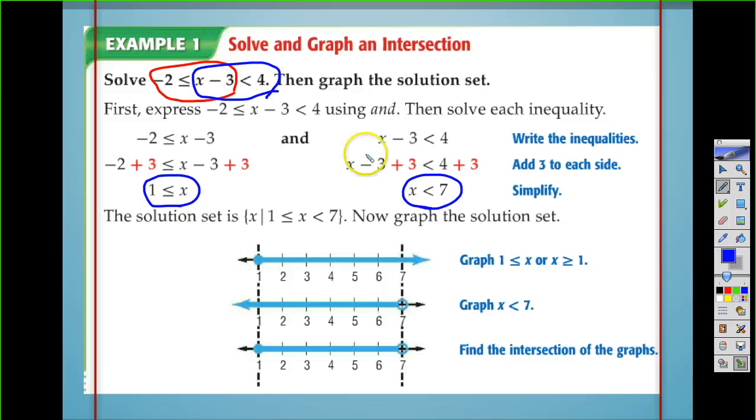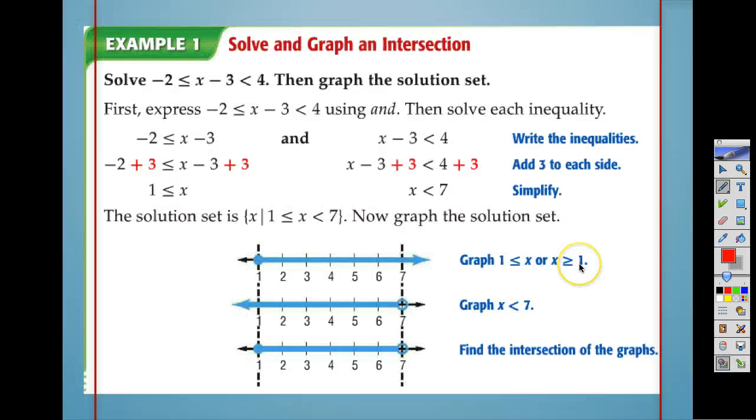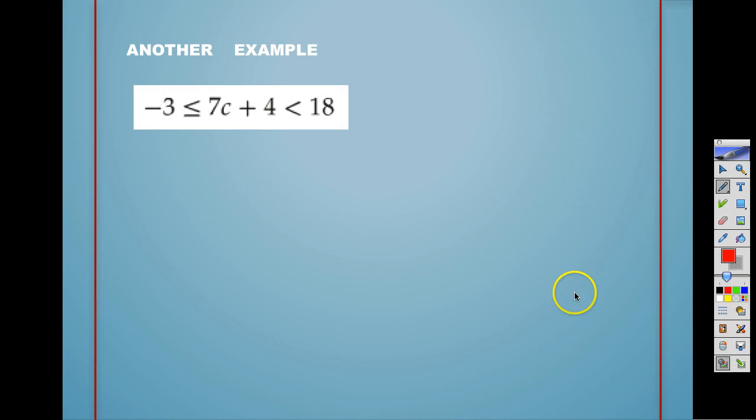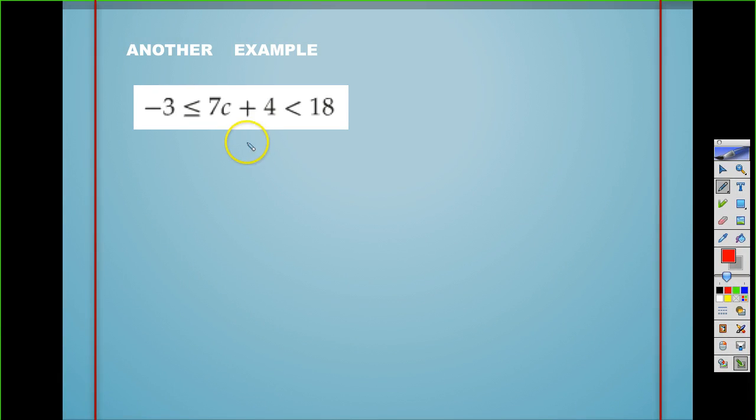Your textbook does not show this way to do it. There's another way that I personally like to do, and I'll show you on this example. Instead of writing two separate sections like we just did, I like to do it all at once. So I'm going to subtract 4 here, subtract 4 here, and subtract 4 here. When we do that, you'll have your 7c in the middle. The signs are the same.